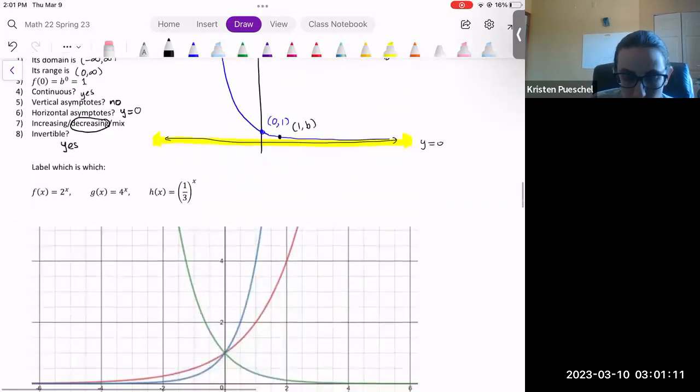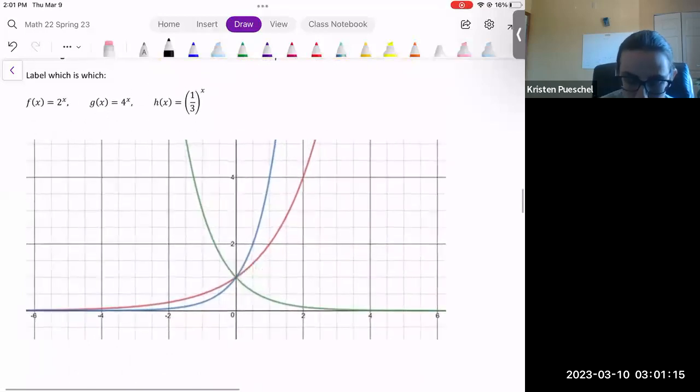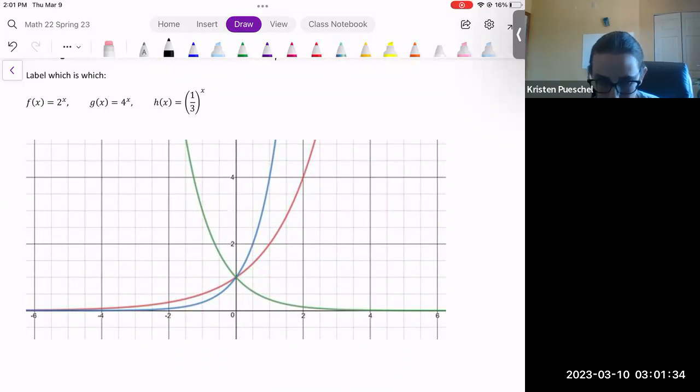Okay, so what I'd like you to do next is take a look. Here we have a couple of graphs. We have exponentials with base 2, 4, and 1/3. And I'd like you to take a moment looking this over to try and figure out which one is which. So please pause the video, try and decide which is 2 to the x, which is 4 to the x, and which is 1/3 to the x.